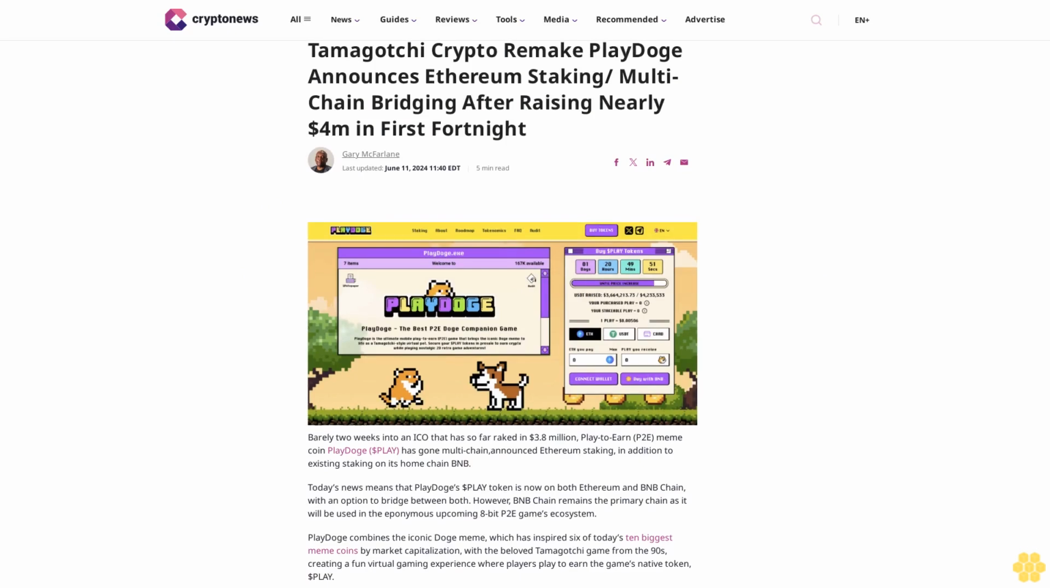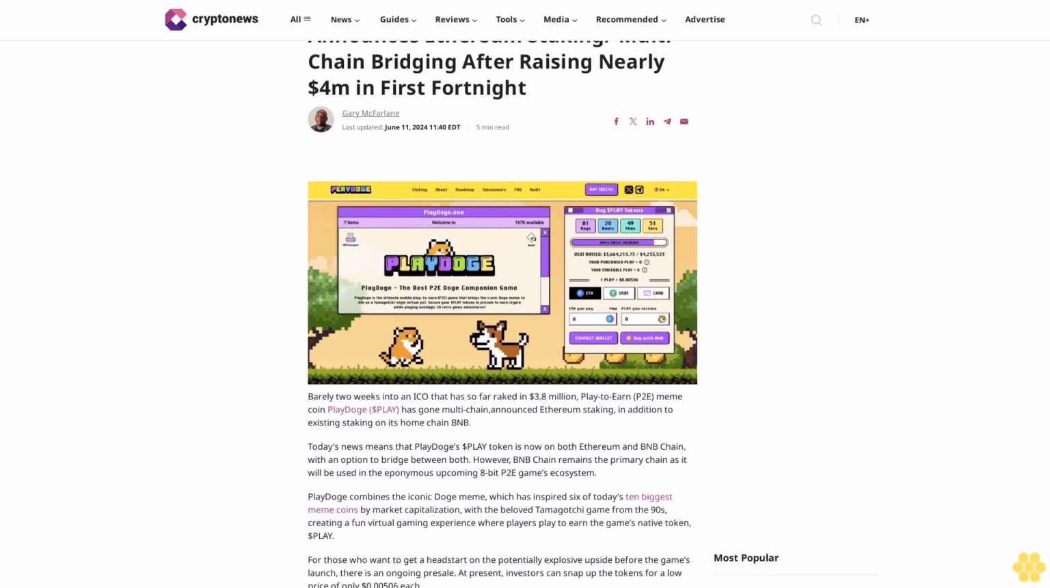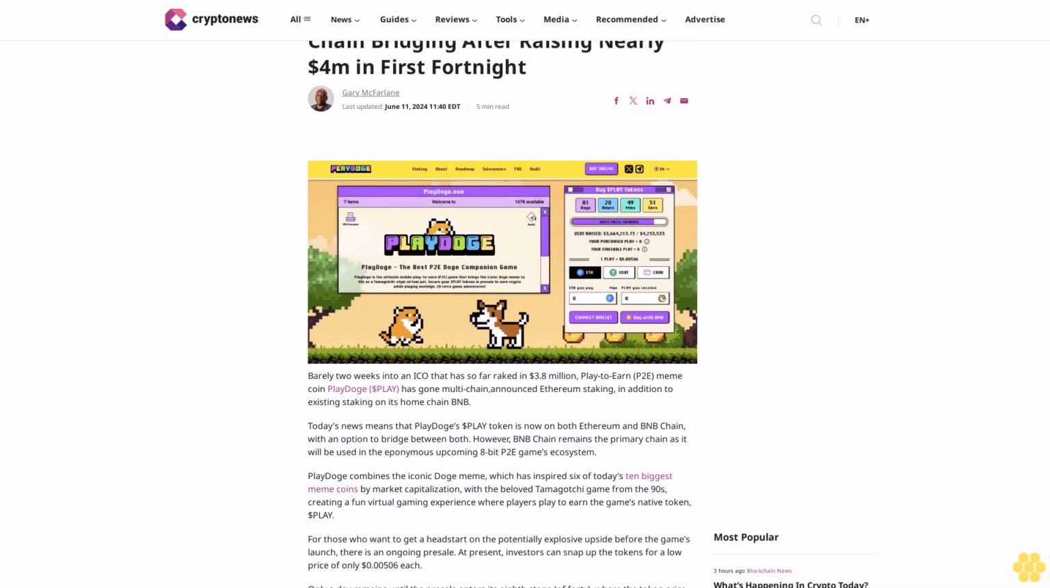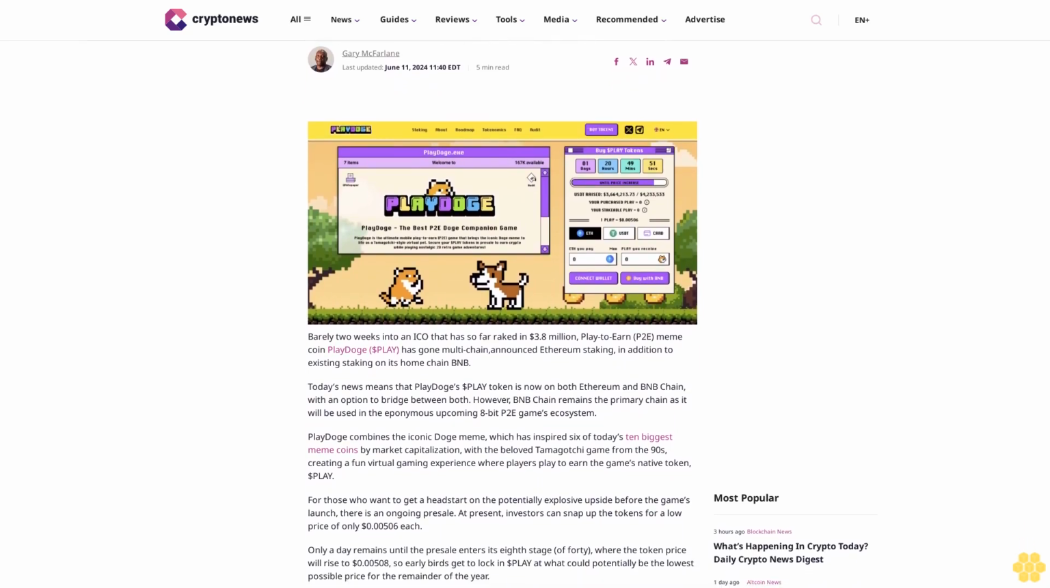Tamagotchi crypto remake PlayDoge announces Ethereum staking and multi-chain bridging after raising nearly $4 million in its first fortnight. Gary McFarlane, last updated June 11, 2024, 11:40 EDT, 5-minute read.